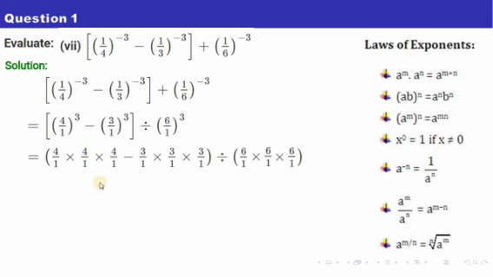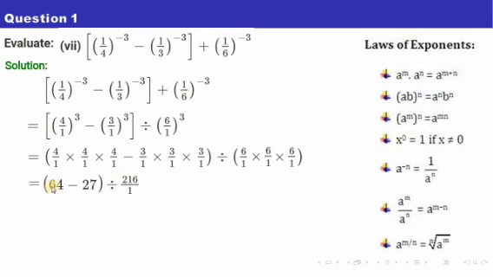So 64 by 1 is how much? It is always 64. 64 by 1 is 64. You have got a minus sign, so that's why I have written minus. Similarly, 3 into 3 into 3 is 27 by 1 into 1 into 1 is 1, so 27 by 1 is 27. And in the same way, 6 into 6 into 6 is 216 by 1.